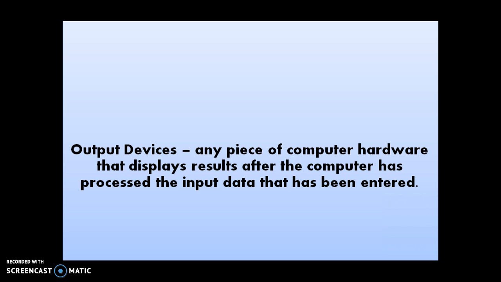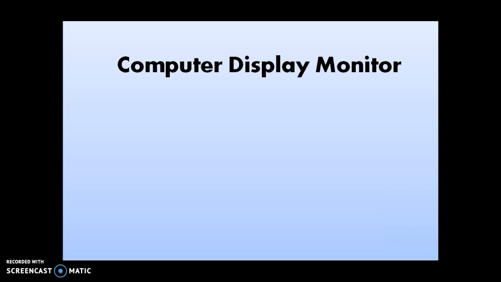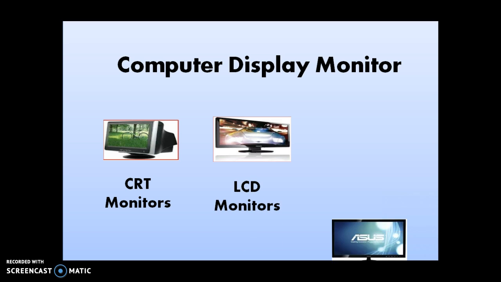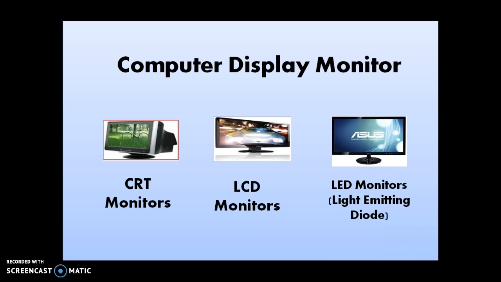Next, we have the output device. An output device is any piece of computer hardware that displays results after the computer has processed the input data that has been entered. Computer display monitors: we have the CRT monitors, the LCD monitors, and the LED monitors, or light-emitting diode monitors.